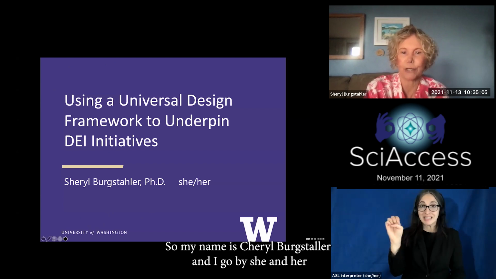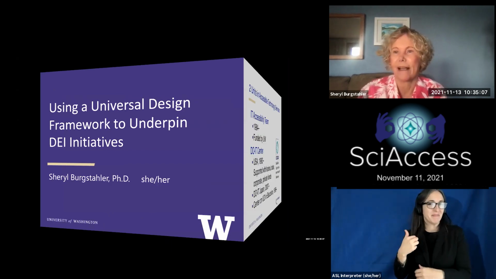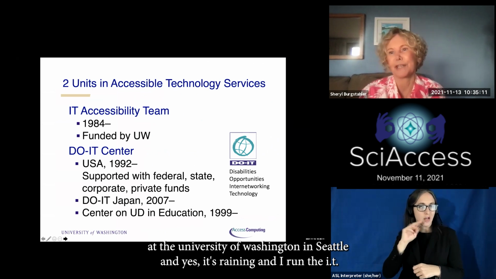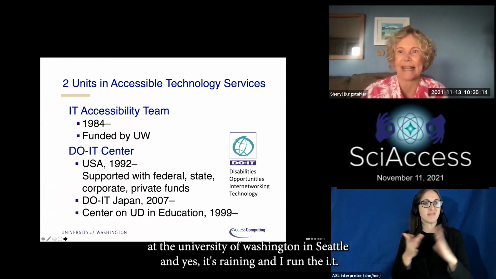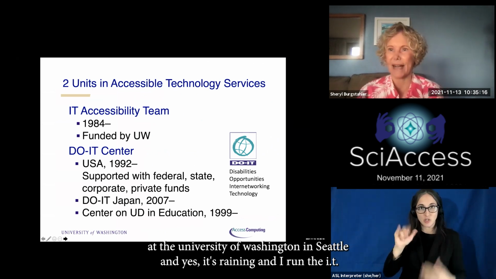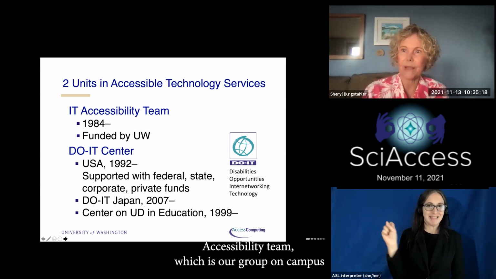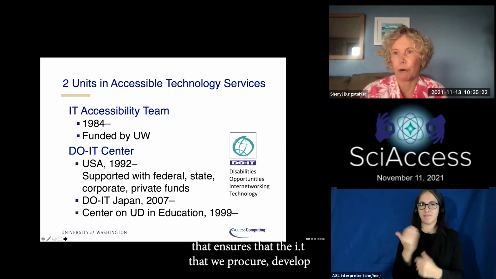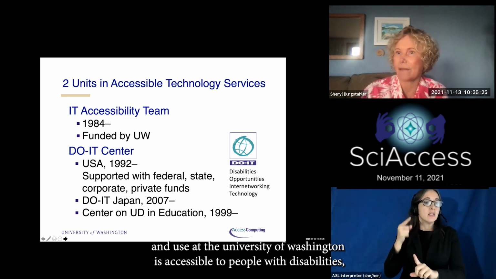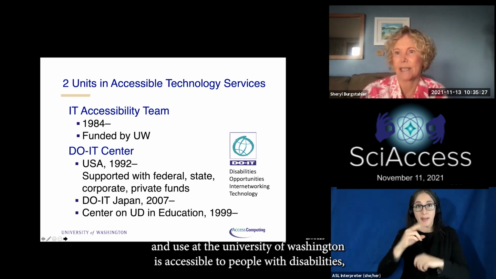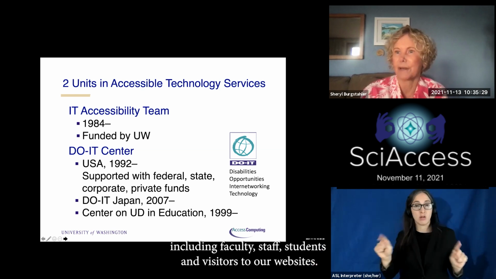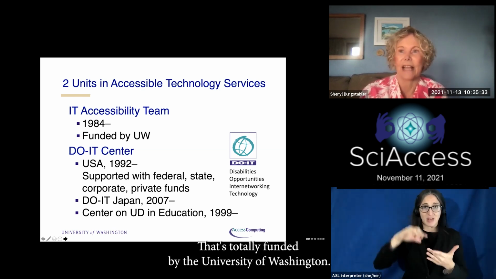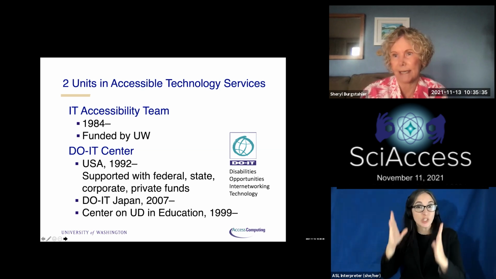So my name's Sheryl Burgstahler and I go by she and her. I run the Accessible Technology Services unit at the University of Washington in Seattle, and yes, it's raining. I run the IT accessibility team, which is our group on campus that ensures that the IT that we procure, develop, and use at the University of Washington is accessible to people with disabilities, including faculty, staff, students, and visitors to our websites. That's totally funded by the University of Washington.